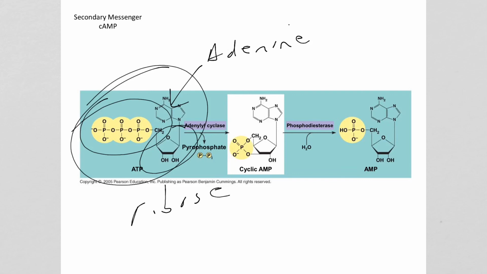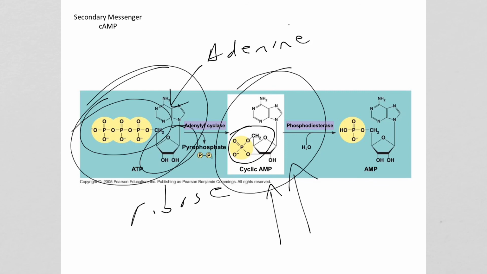Adenylyl cyclase rearranges this a little bit and converts it into cyclic AMP. So notice two of those phosphates are removed. We get a little circle right in here. So it's called cyclic AMP. And this particular chemical, this nucleic acid, will now act as the body's most important second messenger or secondary messenger.